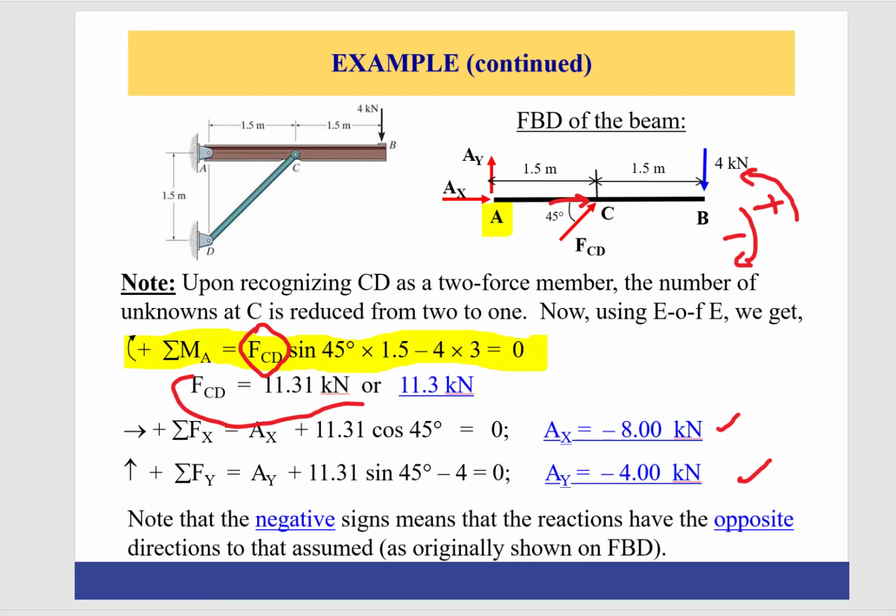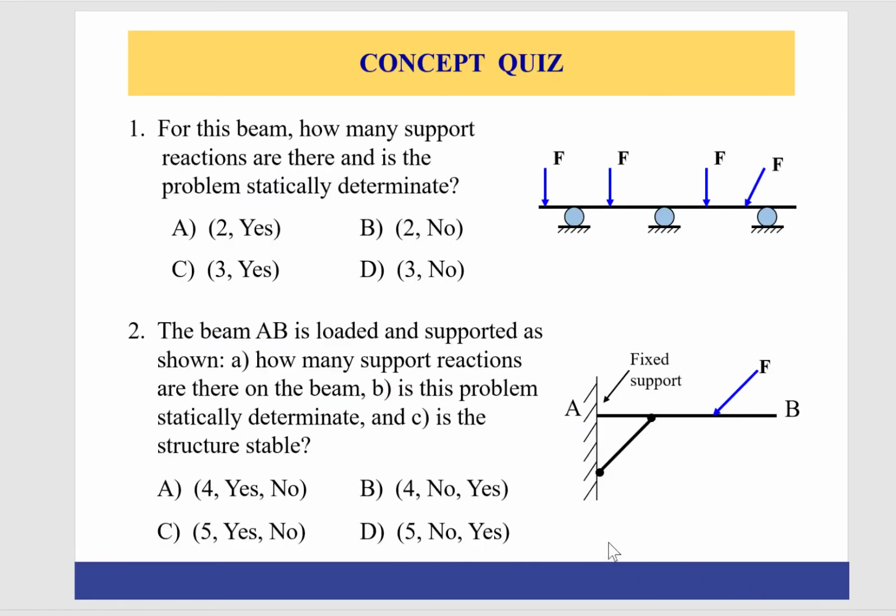All right, let's talk about determinate and indeterminate systems. We said a determinate system is a system that can be solved using the equations of equilibrium, and there are three for coplanar problems or 2D problems. Now, looking at this first quiz, how many support reactions are there, and is the problem statically determinate?